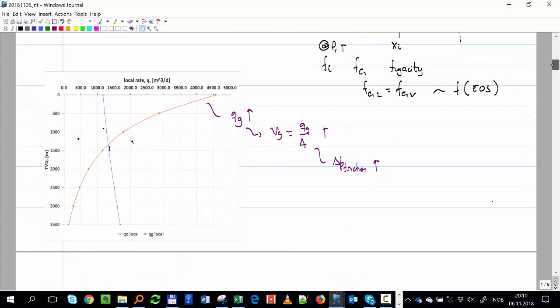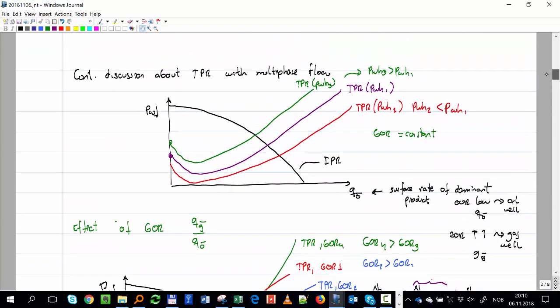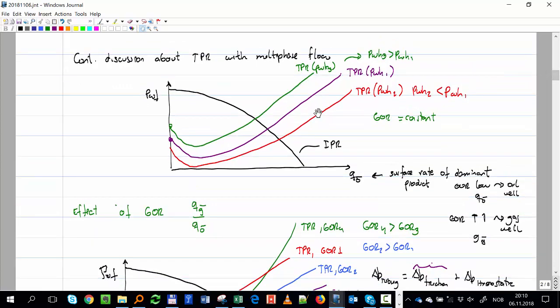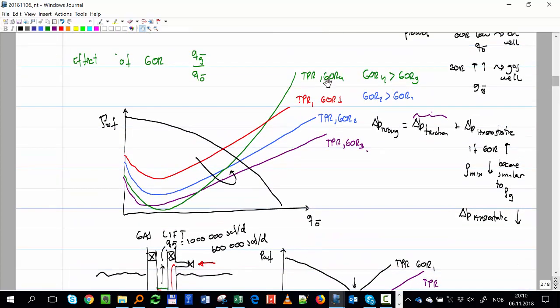That's a summary from yesterday. Then we talked about TPR, what happens with wellhead pressure for multiphase flow. No change there. Now we saw something very interesting. For GOR, when I increase the GOR, the point goes to the right. But up to a certain GOR, if I start increasing too much the GOR, I have too much gas, the friction becomes too high, and then the curve starts to go to the left again.